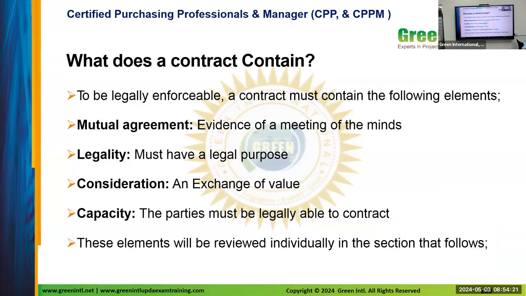What does a contract contain? To be legally enforceable, a contract must contain the following elements: mutual agreement, evidence of a meeting of the minds; legality, it must have a legal purpose; consideration, an exchange of value or money; and capacity, the parties must be legally able to contract. These elements will be reviewed individually in the section that follows.